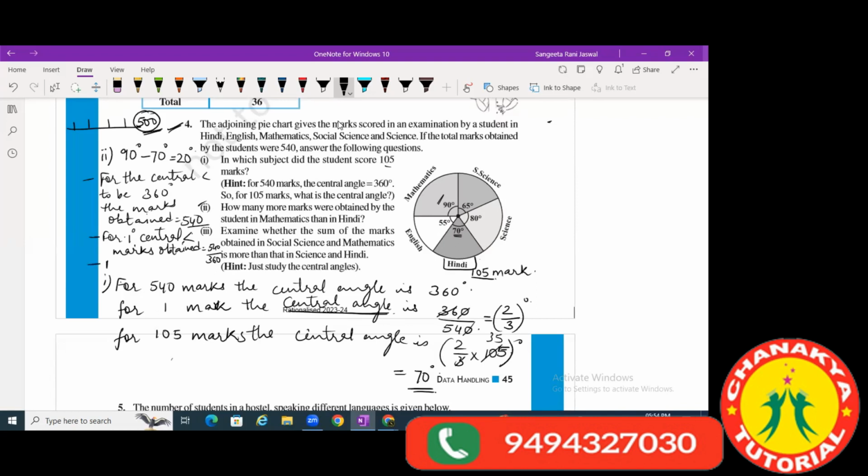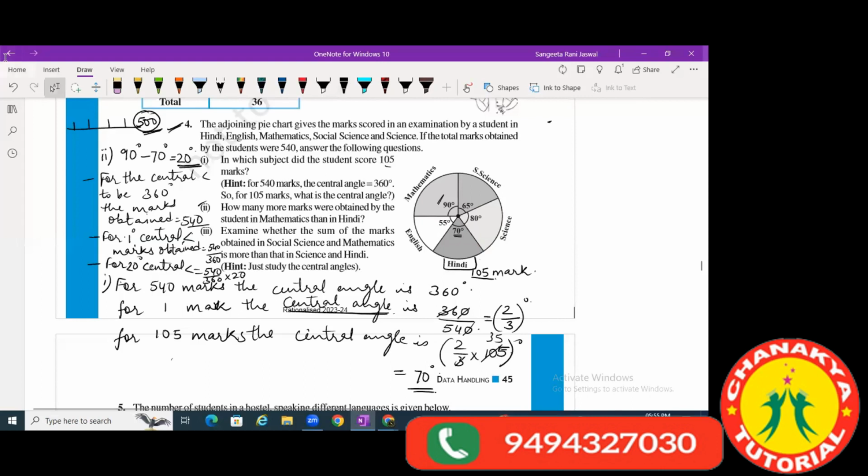Now for 20 degree central angle, because we know the 20 degree difference, the marks obtained will be what? The marks obtained will be 540 by 360 into 20. 540 by 360 will be what? 3 by 2. 3 by 2 into 20.